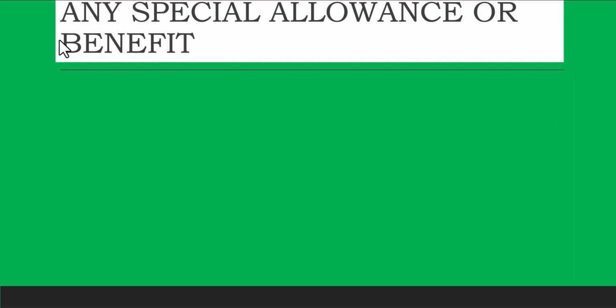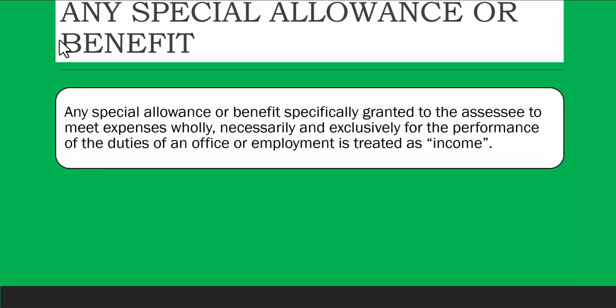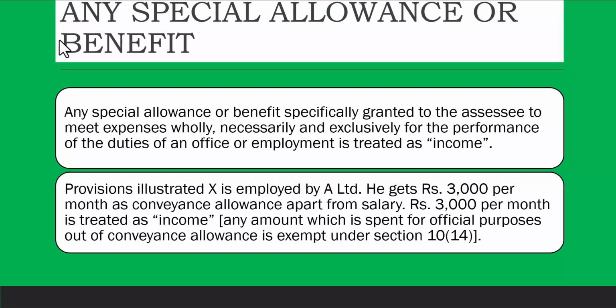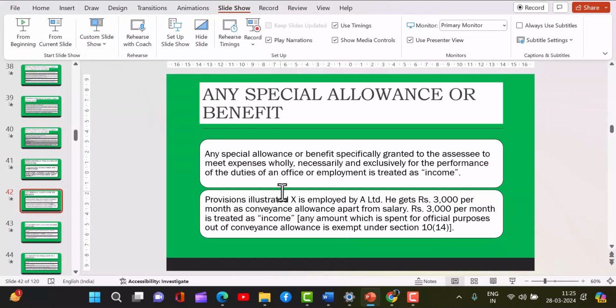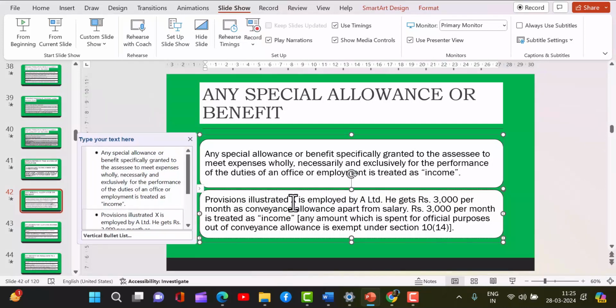Any special allowance or benefit specifically granted to the employee to meet expenses wholly, necessarily, and exclusively for the performance of the duties of an office or employment is treated as income. So any allowance given by the company will be treated as income in the hands of the employee. For example, the provision illustrated. Yes, one second, I should put this here also, this is different.